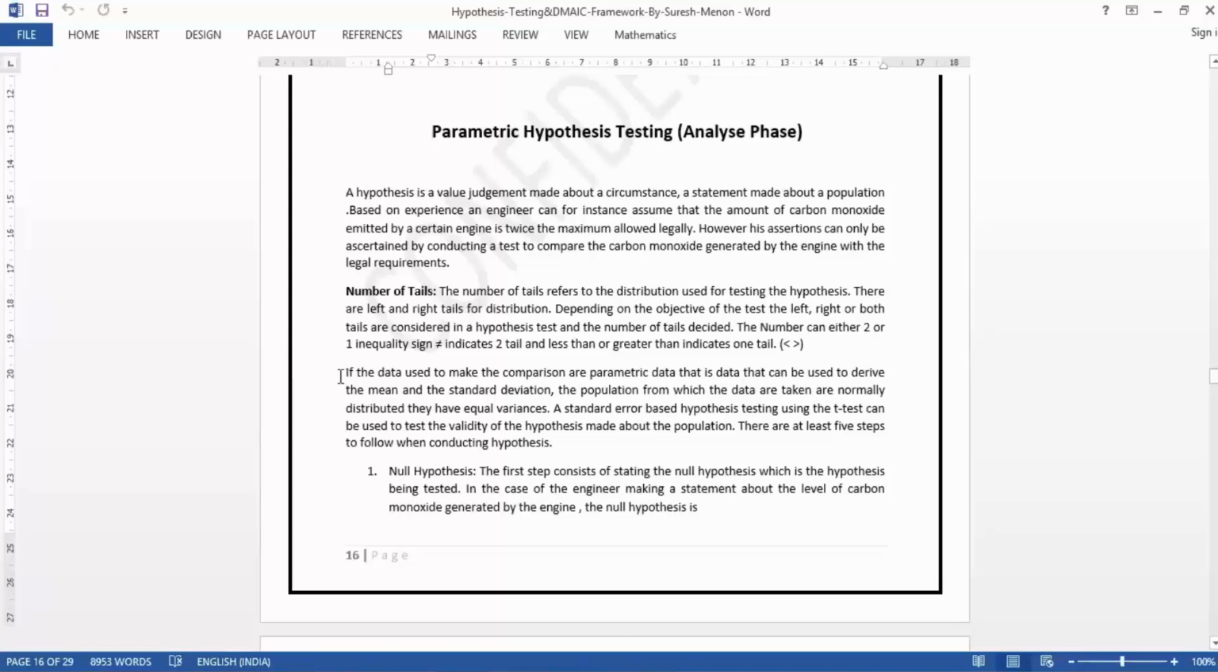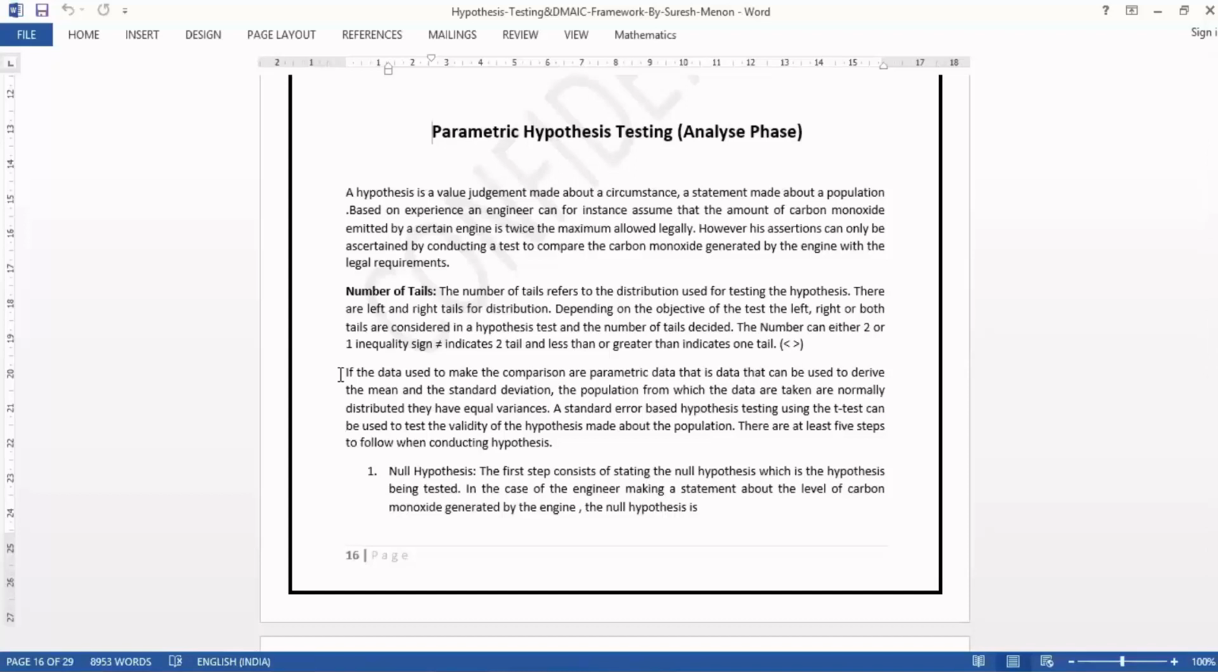Say for example, for hypothesis testing you require data, right? Everything requires data. Without data you cannot do any testing. Testing cannot be done without data. If the data used to make the comparison are parametric data, that is data that can be used to derive the mean and the standard deviation, that is continuous, it can be measured.